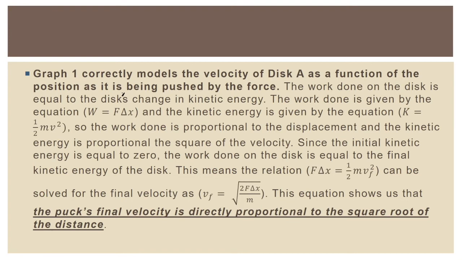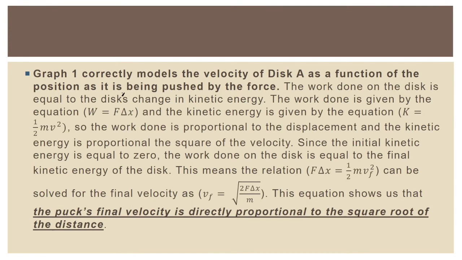The work done is given by the equation work equals force times displacement, and the kinetic energy is given by the equation, of course, K equals 1/2 mv squared. So the work done is proportional to the displacement, and the kinetic energy is proportional to the square of the velocity. Since the initial kinetic energy is equal to 0, the work done on the disk is equal to the final kinetic energy of the disk.